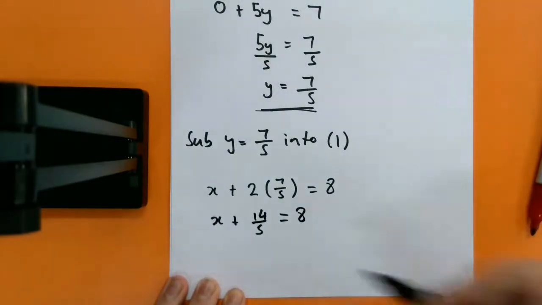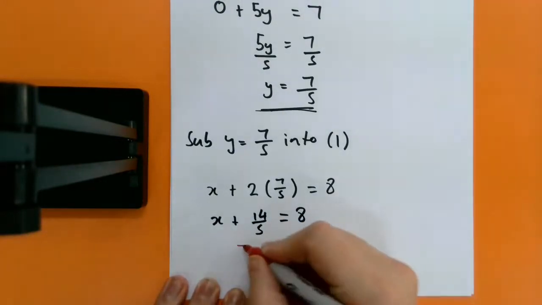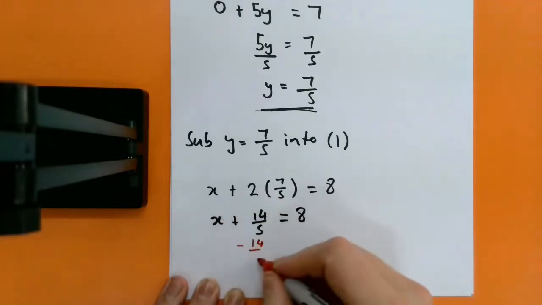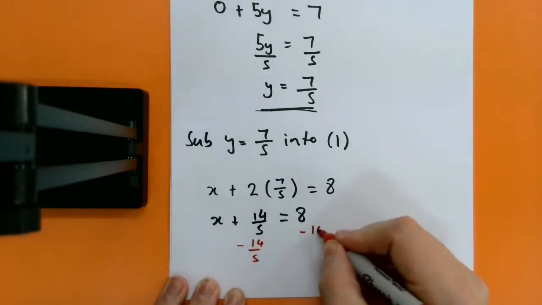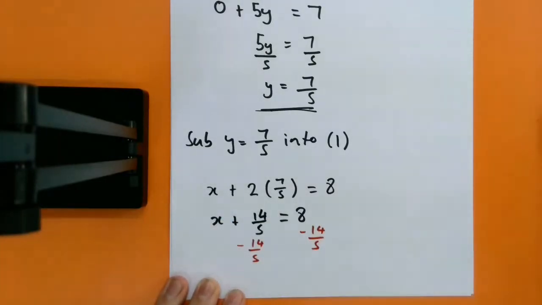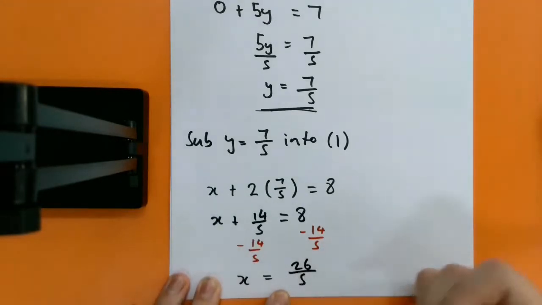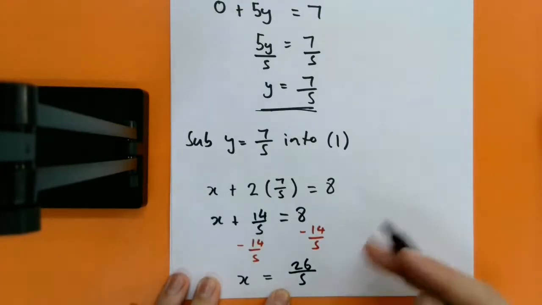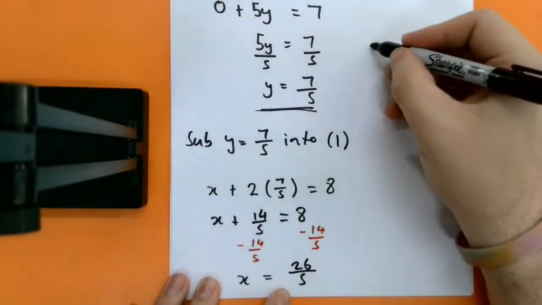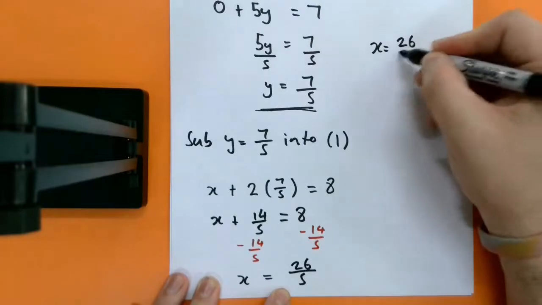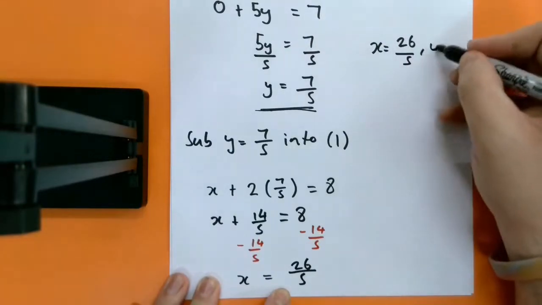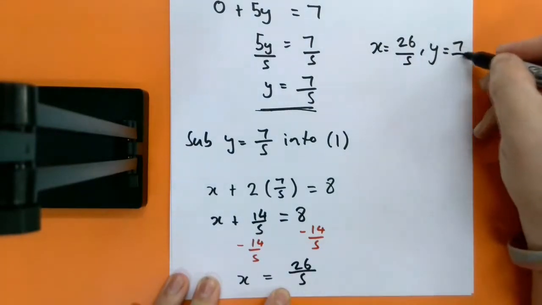Okay, we need to minus 14 on 5 from both sides, okay, to get the x by itself. And using a calculator, you come up with the answer of 8 minus 14 on 5 is actually equal to 26 on 5 after you've had a little bit of a play around. If you want to work through the fractions, then that's okay too. So your two solutions for this are x equals 26 on 5 and y is equal to 7 on 5.